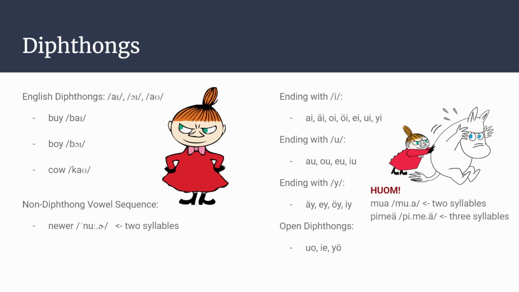Now it's important to note that there are lots of vowel sequences in Finnish where they are not diphthongs, they are separate syllables. So these include examples such as mua, so you have the u, a vowel sequence, which are treated as two separate vowels, two separate syllables, and pimeä, again with the eä sequence, which is treated as two separate syllables. So mua, pimeä.